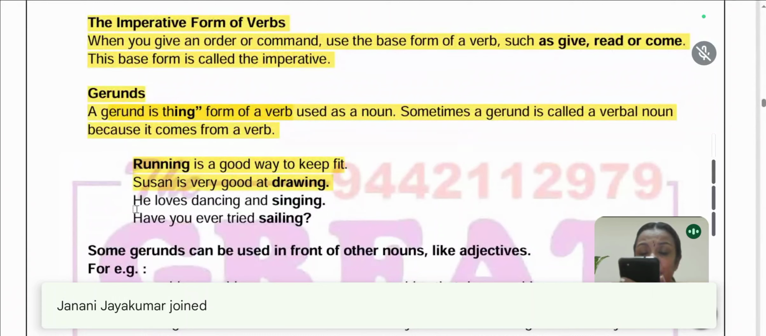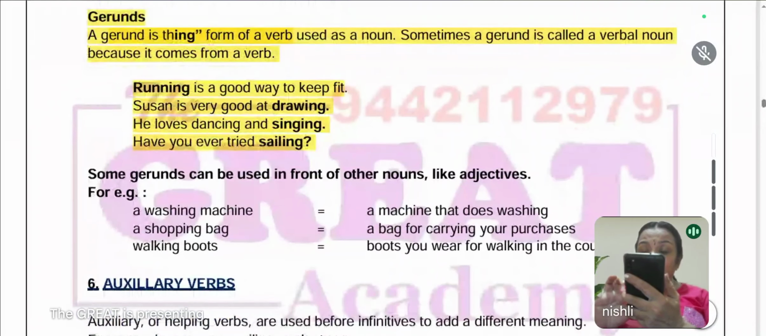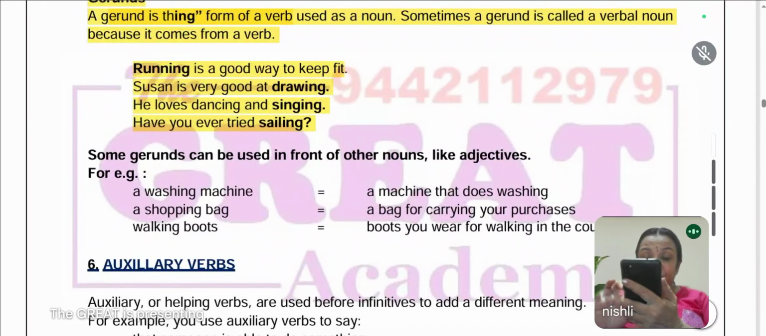So it is the -ing form of a verb used as a noun. Drawing is the gerund here. He loves dancing and singing. So singing is the gerund here. Have you ever tried sailing? Sailing is the gerund here. So it's the -ing form of a verb used as a noun.